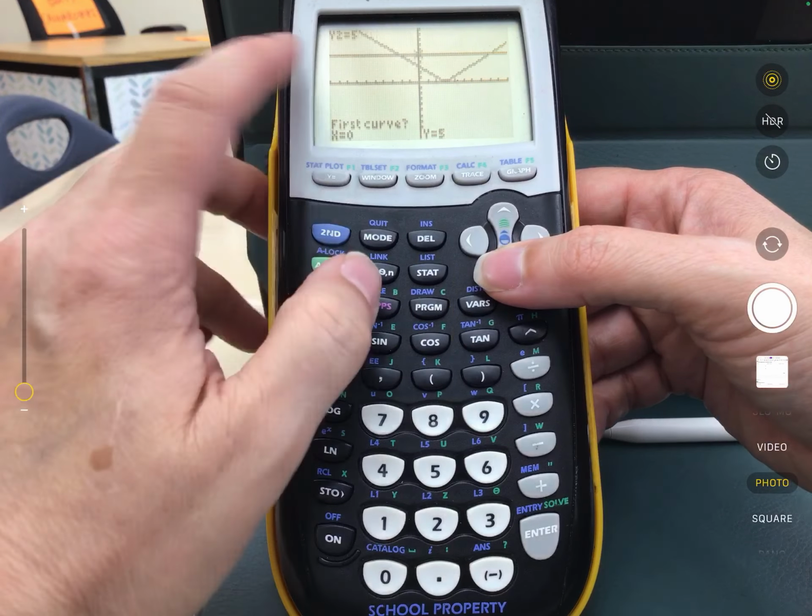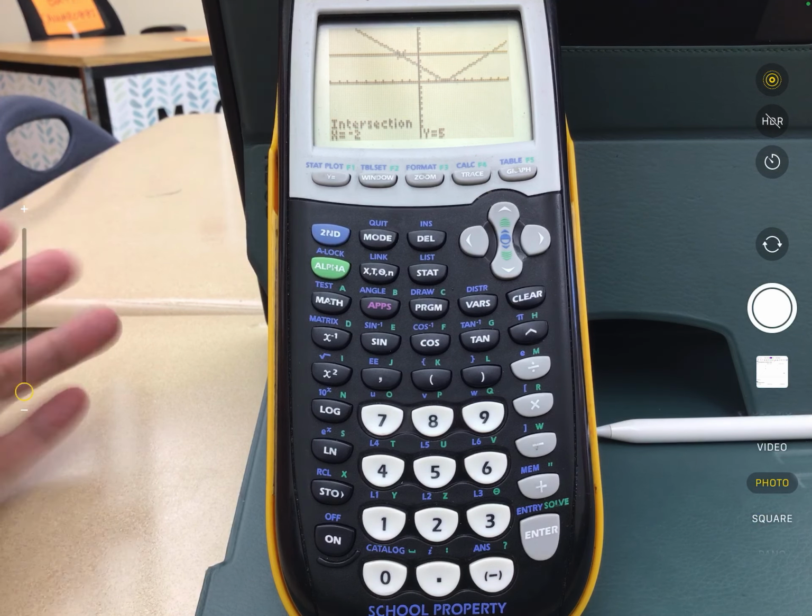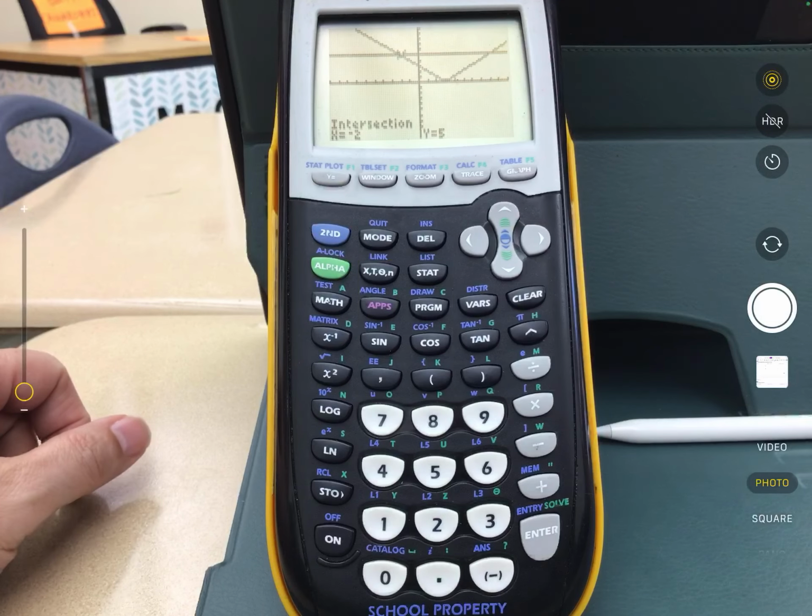So hit enter again. For some reason, the TI-84s have this guess feature. I don't wanna guess. It doesn't matter to me. I just want the calculator to find it. So I'm gonna skip over guess by hitting enter. And it'll tell me where the intersection is. It was at -2, 5. But the problem is it's only finding one, and I need to find the other one.